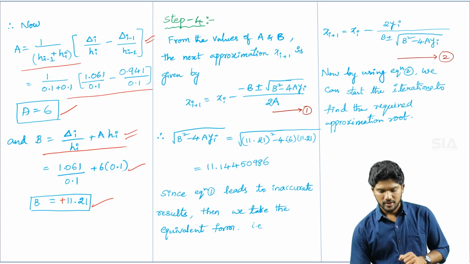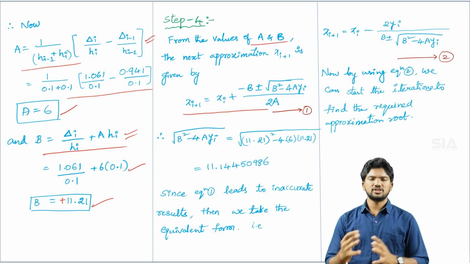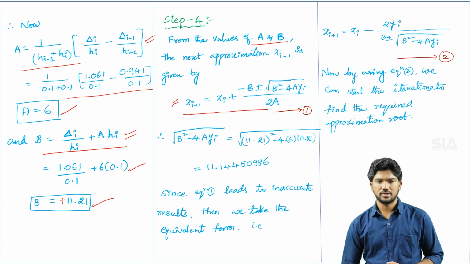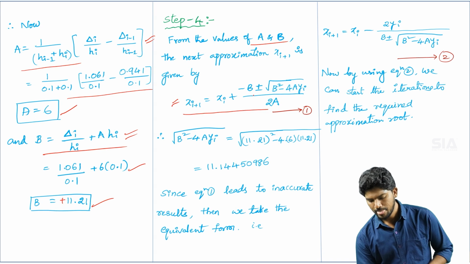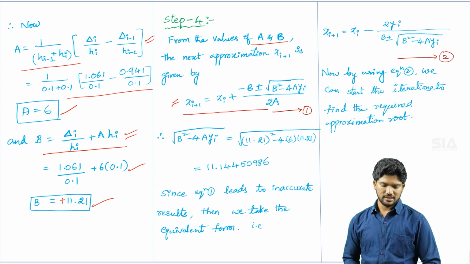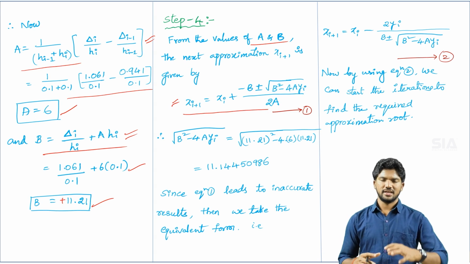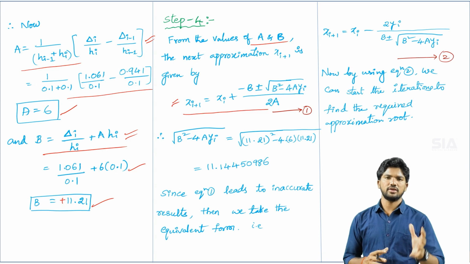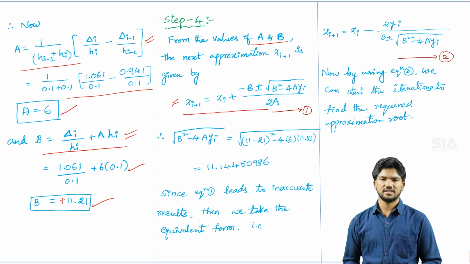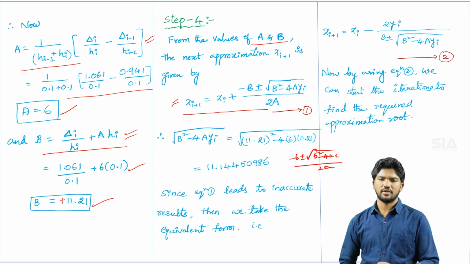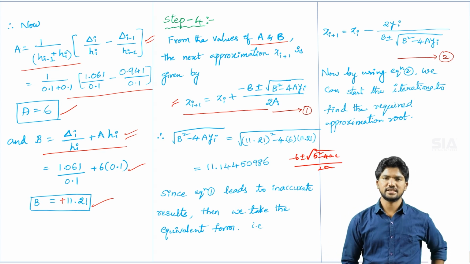Now in step 4, from the values of A and B, the next approximation x suffix i plus 1 is given by x suffix i plus 1 is equal to x suffix i plus minus B plus or minus square root of B square minus 4A y suffix i, by 2A. You know very well the RHS of equation number 1 is one of the formulas for the roots of an equation. Whenever you find the roots of a quadratic equation, it is in that format: minus b plus or minus square root of b square minus 4ac by 2a. That RHS format exists in equation number 1.